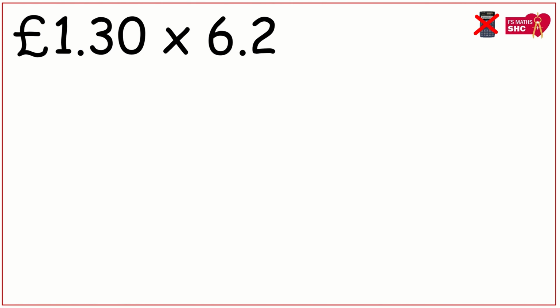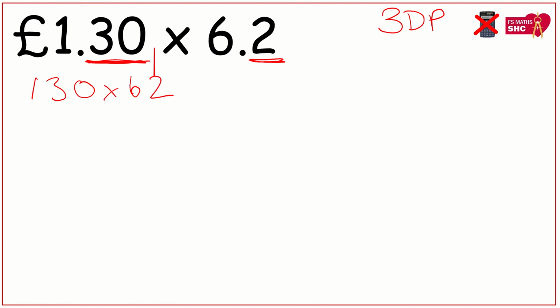This one now involves a pound sign, but that doesn't actually make any difference at all. We just ignore the pound sign and put it back in later. So we've got 2 decimal places here and 1 decimal place here. So actually we have 3 decimal places altogether. Now I'm going to ignore them. So 130 times 62. So it's time for another grid.